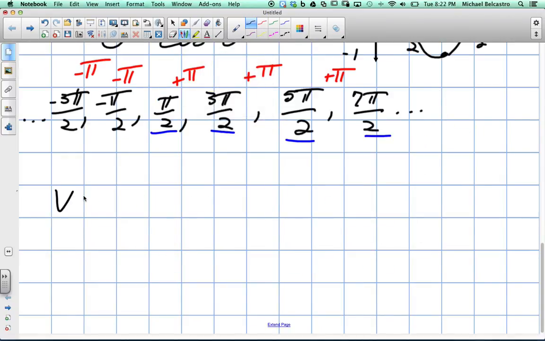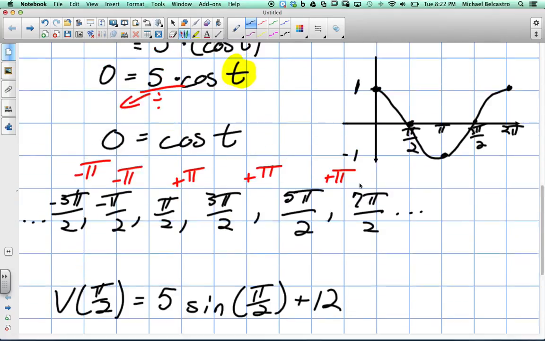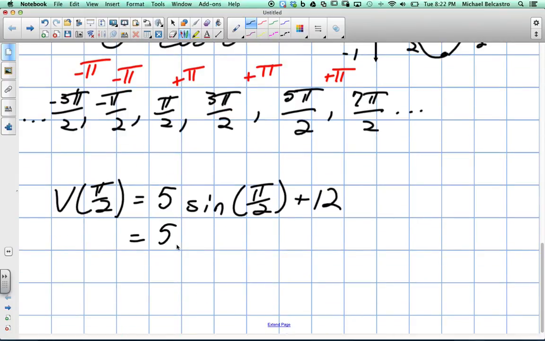So we have our voltage at, and I guess we'll start with pi over 2, is equal to 5 sine of our t, pi over 2, plus 12. Now, sine pi over 2, do you happen to know what that is off the top of your head? Sine pi over 2 is considered 1. It's the idea of sine 90, so it's technically our value of 1. So we have 5 times 1 plus 12. Well, 5 plus 12 is 17. And we already assumed that was one of them.